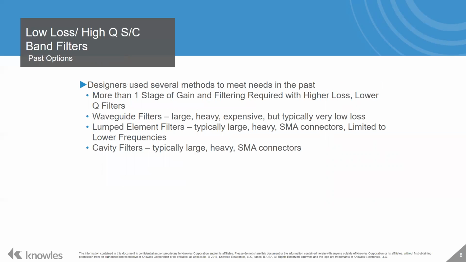In the past, designers have used several methods to meet these needs. More than one stage of gain and filtering requires higher loss, lower Q filters. Waveguide filters are large, heavy, expensive, but typically have very low loss. Lumped-element filters are typically large, heavy, have SMA connectors, and are limited to lower frequencies. Cavity filters are typically large, heavy, and use SMA connectors.